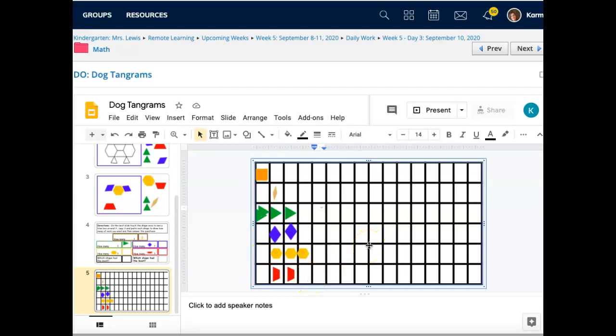So this is something that you can enjoy playing with on your own. Have fun with the Tangrams.